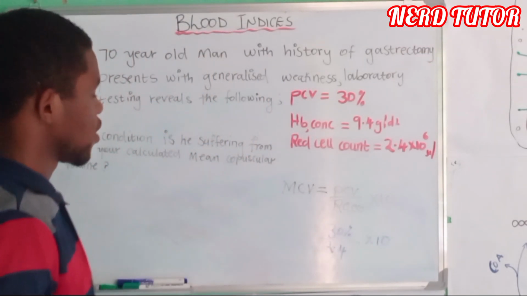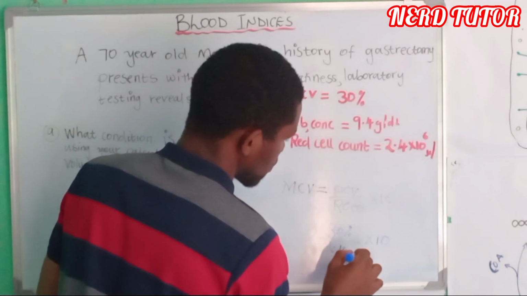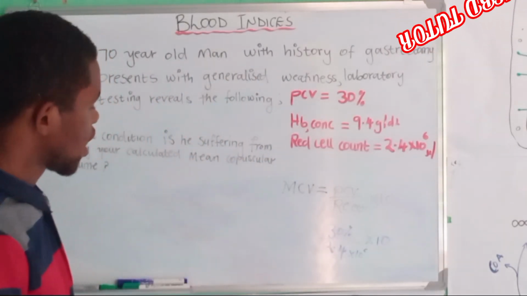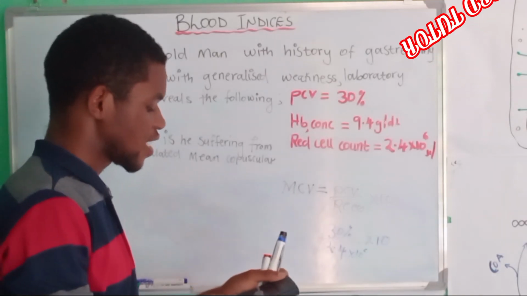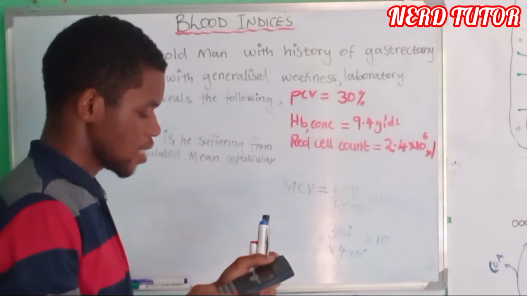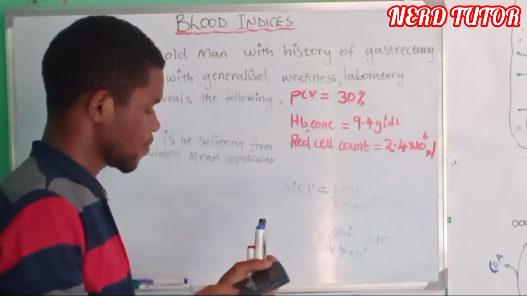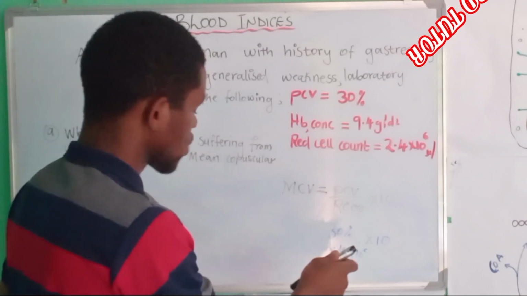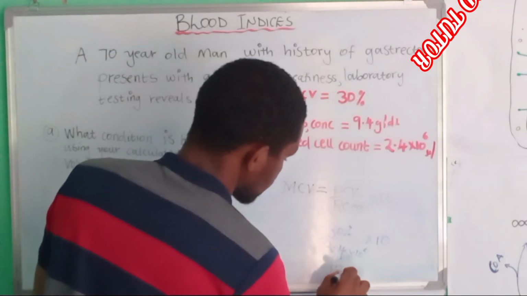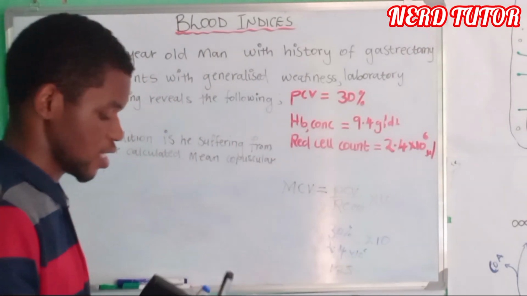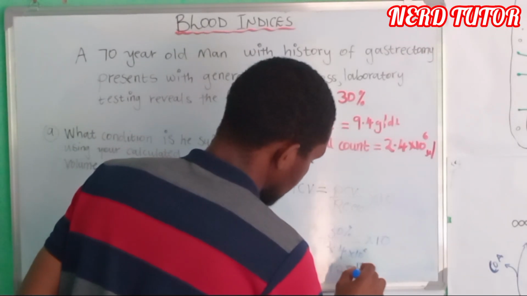Now if we substitute and solve this, we can also write times 10 to the power 6, there's no problem. So 30 divided by 2.4 times 10 to the power positive 6, then times 10 again. I'm getting 125. This 125 that I'm getting, what units is it in? It is in femtoliters. So this is 125 femtoliters.